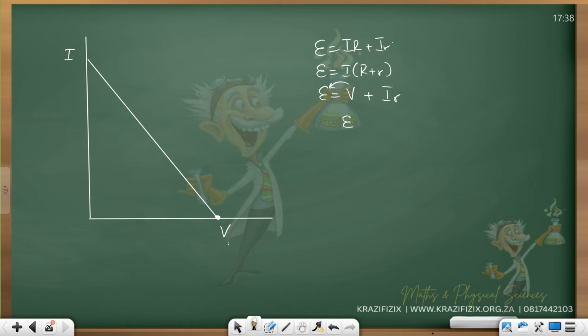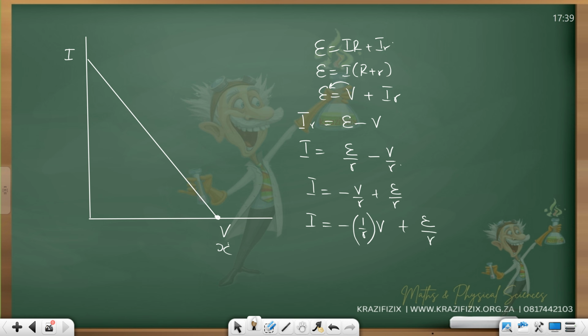Let's move that there. What do we have? E minus V equals to what? IR. Can I divide both by R now? What do I have? I equals to what? E over R minus V over R. But I want my x to be V. So I'm going to rearrange and say minus V over R plus what? Now look at what I'm going to write. Minus 1 over R V plus, look at the difference.